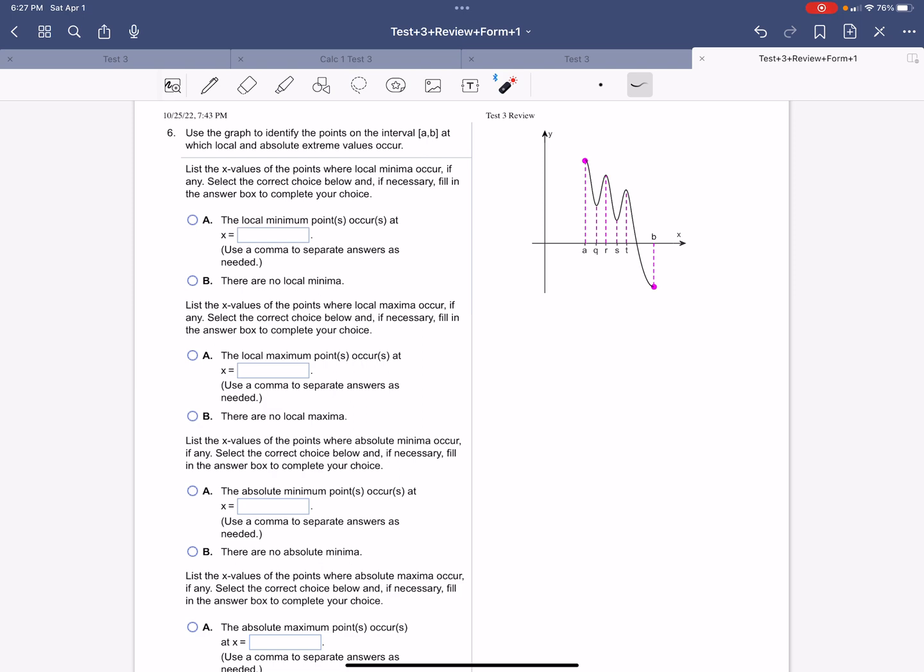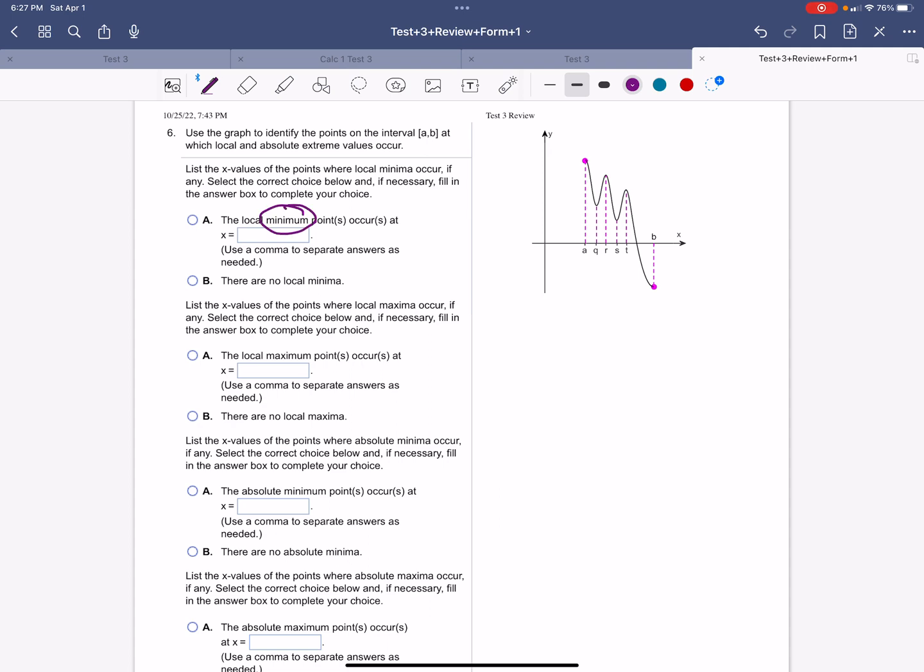Now, your local max and min, you've got to have decreasing and then increasing for a local minimum, and then you've got to have an increasing function and then a decreasing function for a local maximum. So the first problem is asking about list the x values of the points where local mins occur. So we are going to be looking at the x values. So we're talking about local minimum points.